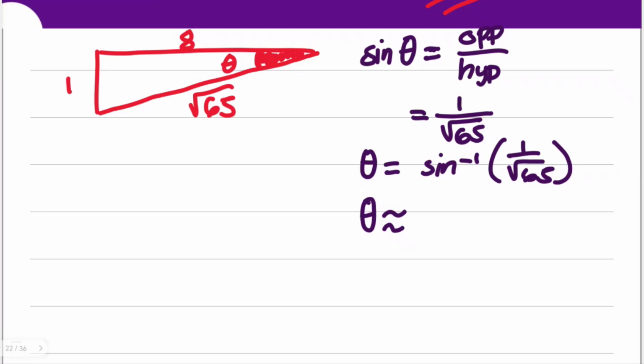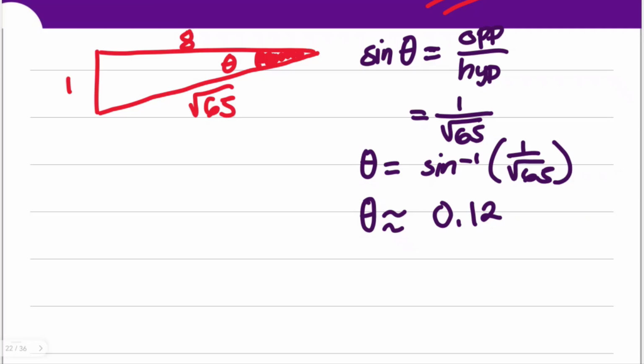You have the arc sine of 1 over square root of 65, and you will get a result of 0.124. Probably I'm going to use 2 decimal places only, as an approximation in radian measurement. If you're going to use degrees, you would get, if I'm correct, 7.13 something. It's still good, but again, to be consistent with what we did, we've been using radian measurement. Even in the very first example, we also used radian measurement.